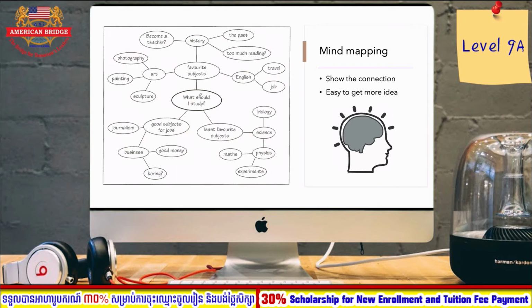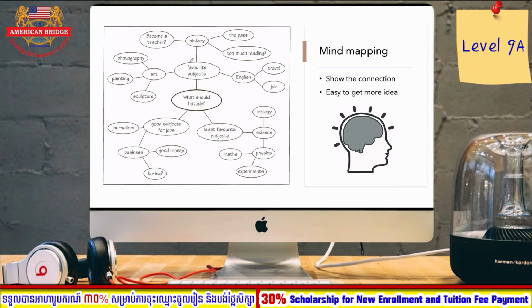Mostly, if you are writing about the causes and effects of something, the mind mapping technique will be very beneficial. So if you look at this diagram, you can see the connection between one point and another. It is much better than doing a list, because doing mapping can give you a chance to connect one piece of information to another. So the topic is, what should I study?